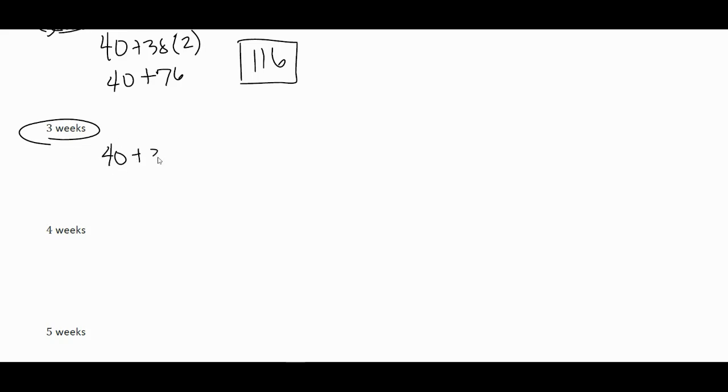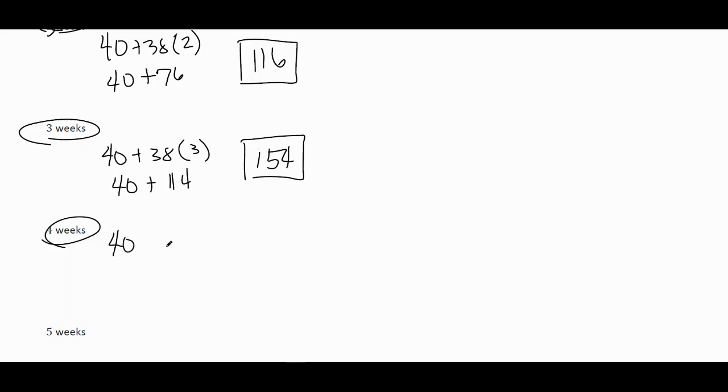Next, let us try 3 weeks. So we got 40 plus 38 times 3. We're going to write that. We got 38 times 3 is 114. 40 plus 114 is 154, which is still not enough for the tablet. Next one, 4 weeks. We got 40 plus 38 times 4. So we're going to have 40 plus 152. Adding this will result to 192. We're almost there, so just a little bit more push.